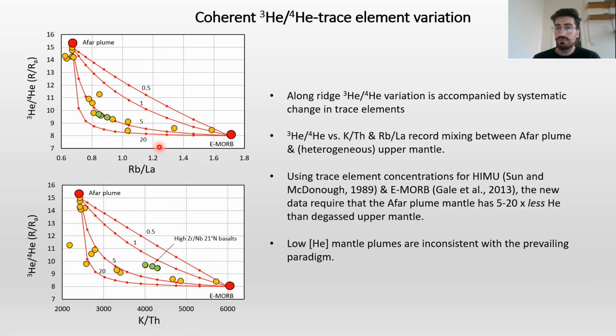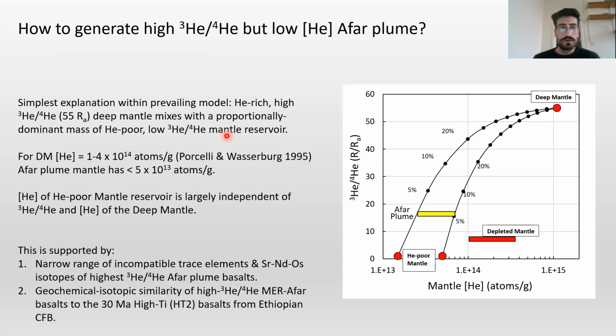So using trace element concentrations for HIMU for the Afar plume and E-MORB for the upper mantle, the mixing data here require that Afar plume mantle has 5 to 20 times less helium than the degassed upper mantle. So the low helium mantle plumes are inconsistent with the prevailing paradigm. So how can we generate this high helium-3/helium-4 but low helium concentration Afar plume?